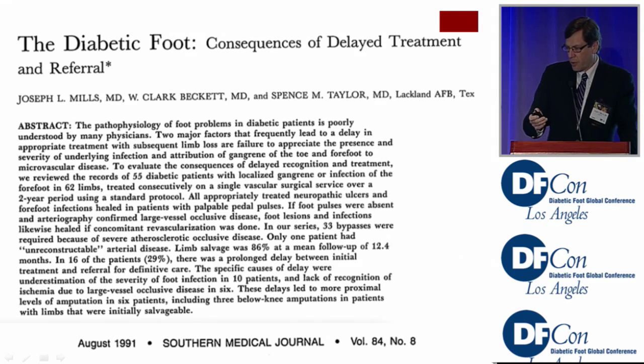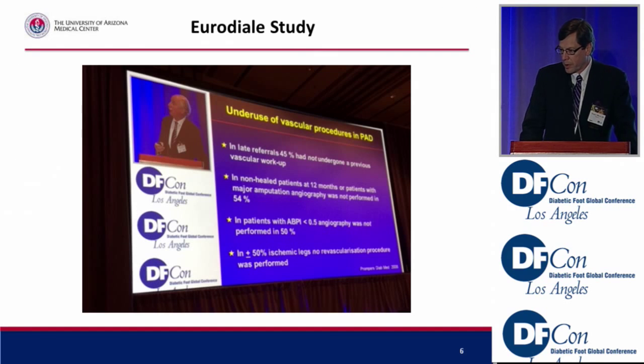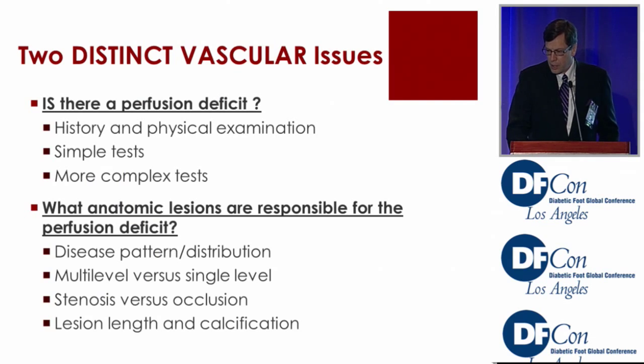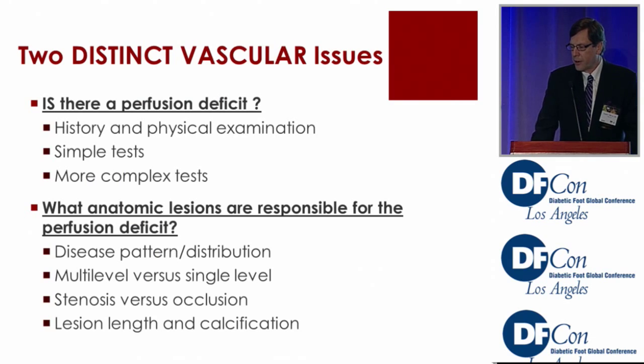So you say, oh, this is a small series from a bunch of guys that were in the Air Force, so it's not like that in the real world. Well, we heard from Nick Scopper yesterday in Eurodial, a very civilized part of the Western world, 45% of patients had not undergone a vascular workup for PAD. That's pretty surprising. So you should measure it. So there's two different issues. One, is there a perfusion deficit? And then two, once you decide there is one, then you go looking for the anatomy and the lesions that are responsible for it. So how do you assess for a perfusion deficit?